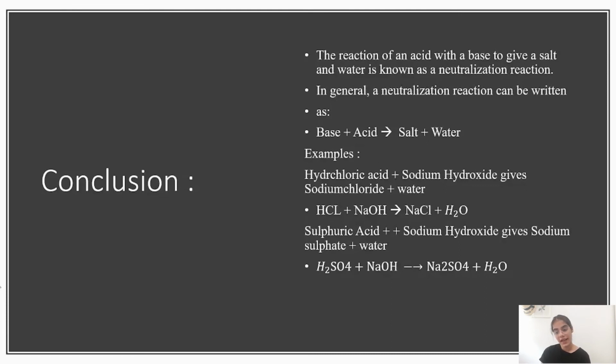Now, sulfuric acid plus sodium hydroxide, another example, will give you sodium sulfate plus water. The formula for sulfuric acid is H2SO4. For sodium hydroxide it is NaOH, which will give you Na2SO4, sodium sulfate, plus water, which is H2O. This is also an acid-base reaction, and sodium sulfate is the salt that is formed.